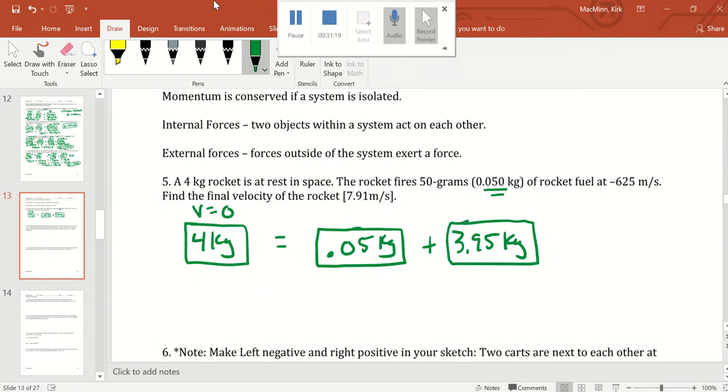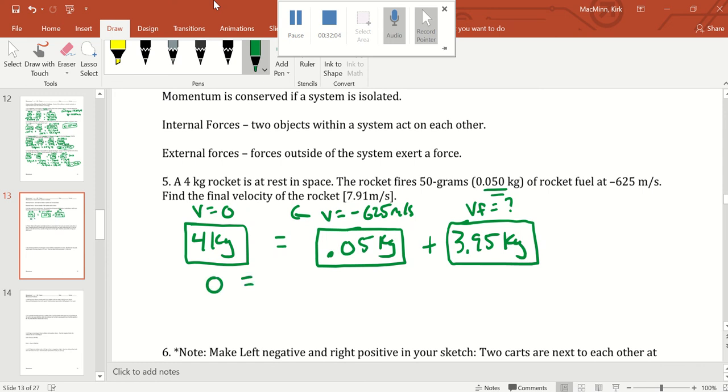So if the rocket gets rid of some fuel, it's gotten rid of some mass. If I start out with 4 kilograms and I get rid of some mass, my mass has to be now less than the initial 4 kilograms. And so I did the 4 kilograms minus the mass of the fuel that it has gotten rid of. Now it tells me that that fuel was fired out of the rocket. In this case, we'll assume leftward, negative 625 meters per second. And it's our goal to figure out what velocity the rocket got by throwing the fuel out at 625 meters per second.